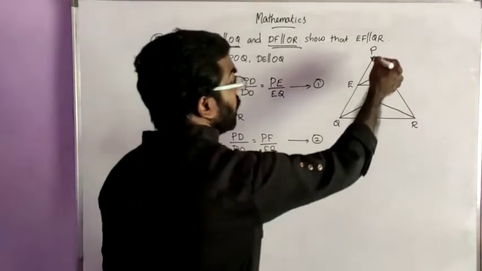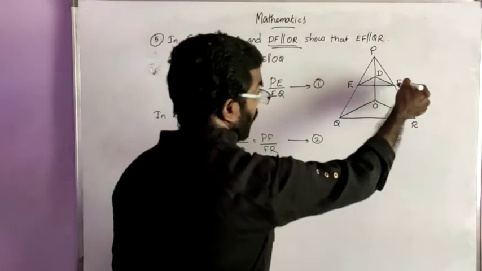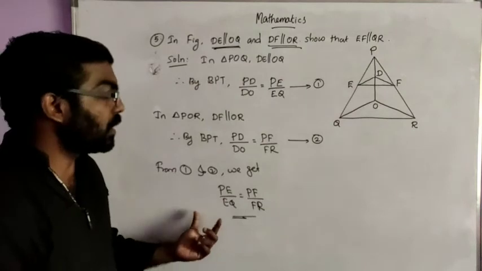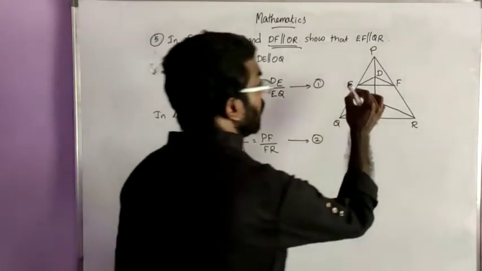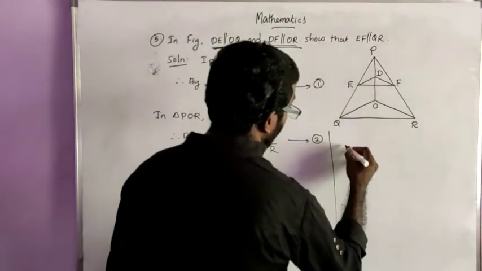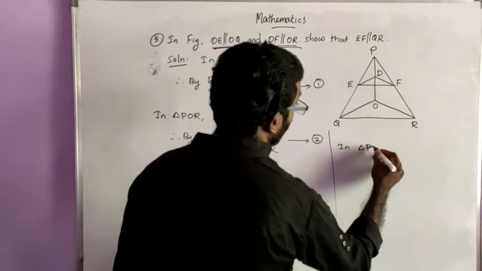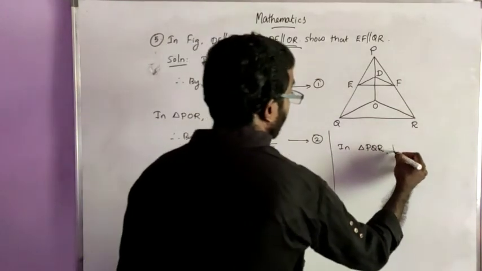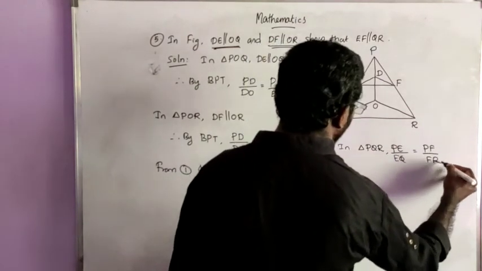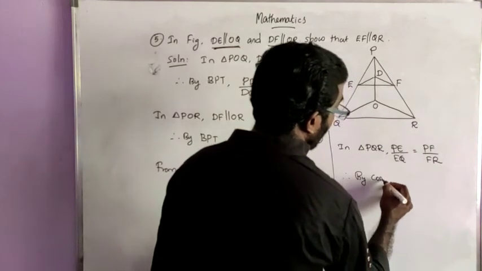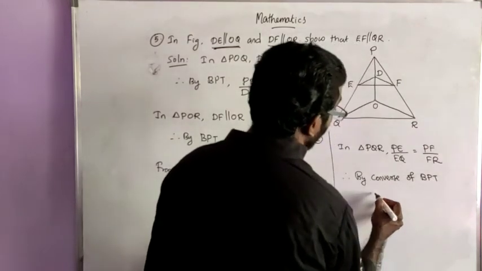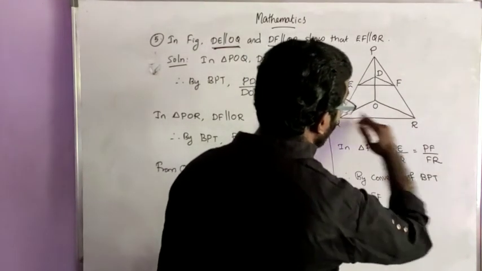Look at the figure. PE by EQ, PF by FR. So it is in the whole triangle PQR, and by converse of BPT we can say that EF is parallel to QR. Clear? So in triangle PQR, PE by EQ is equal to PF by FR. Therefore, by converse of BPT, we can conclude the line EF is parallel to QR.